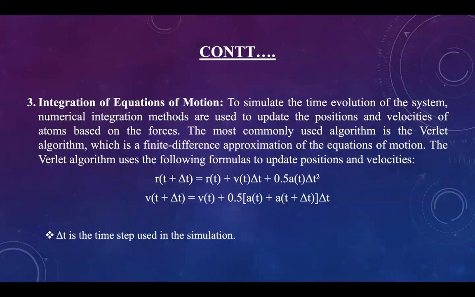The Verlet algorithm uses the following formulas to update positions and velocities. R(t + Δt) = R(t) + v(t)Δt + 0.5 a(t)Δt². V(t + Δt) = V(t) + 0.5 (a(t) + a(t + Δt)) Δt. Δt is the time step used in simulation.